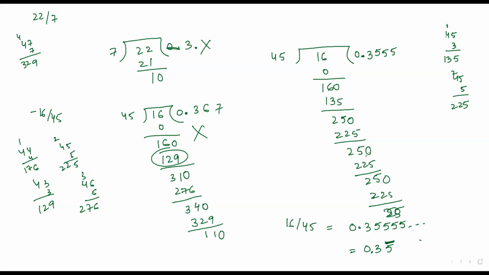Okay, now look at this 22 by 7. So that is fine. You are doing 22 by 7, Adil. Then you are getting this 3.142857, then 1428575, right?